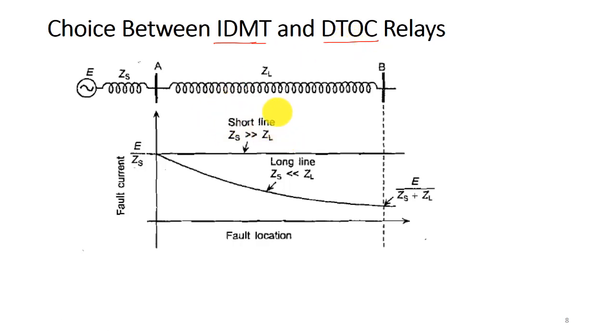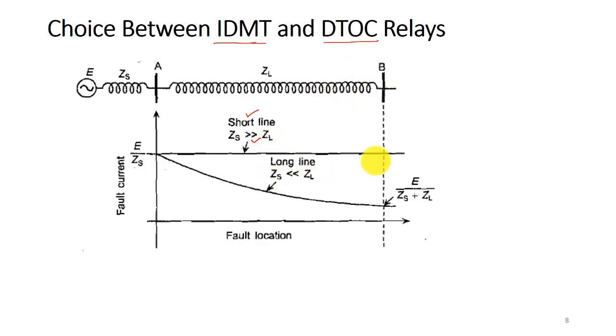So if your line length is short, that is when your ZS is greater than ZL, very much greater than ZL, at that time we can easily choose DTOC, that is definite time over current relay.